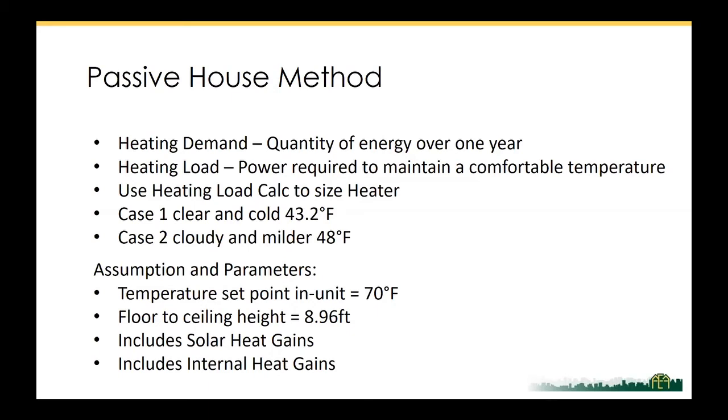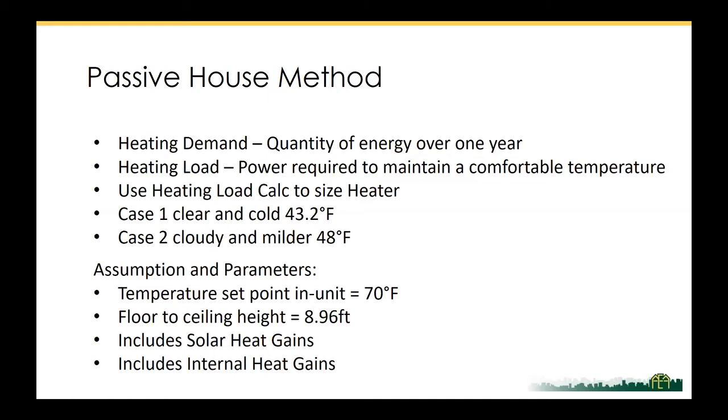And there are two cases that we have to take into consideration because passive house includes solar heat gains and it includes internal heat gains. This just really affects the solar heat gains. We have a case one, which is clear and cold, which is 43.2 degrees Fahrenheit. So it's a little bit colder. However, you're going to get a little bit more solar heat gain into the unit. And then case two is your cloudy and milder climate, which is 48 degrees. Again, it's going to be a little bit warmer. However, you're not going to have the same solar heat gain coefficient.